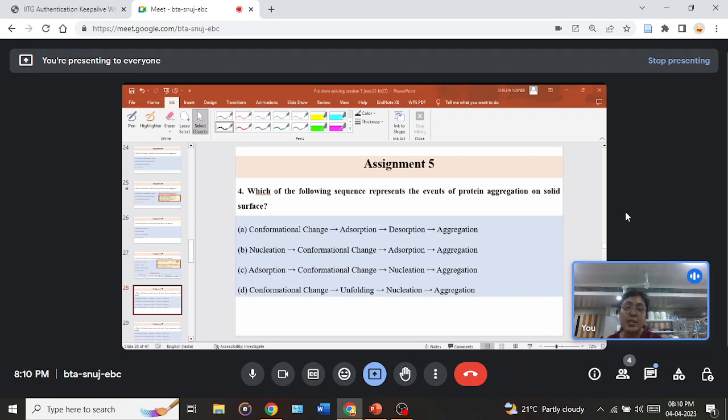Option B states nucleation, then conformational change, then adsorption, and lastly aggregation. Option C is adsorption, conformational changes, nucleation, and aggregation. And lastly, first you have conformational change, then unfolding, then nucleation, and then aggregation. So you have to depict which of the following event sequences represents the events of protein aggregation on solid surfaces.